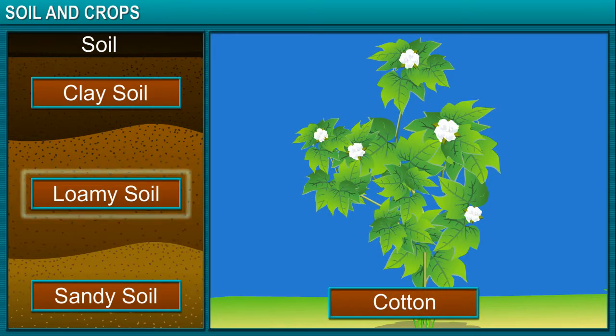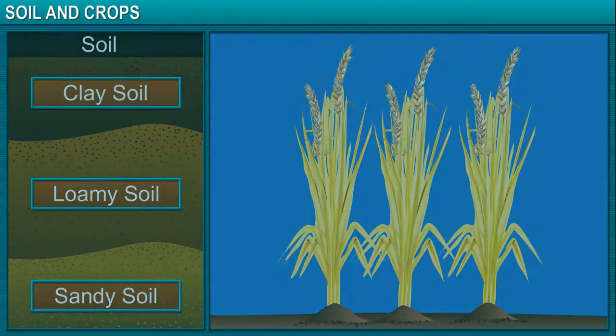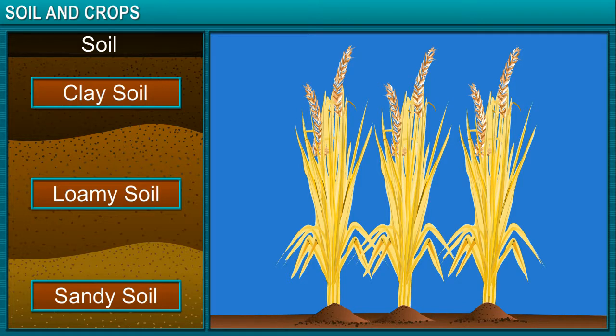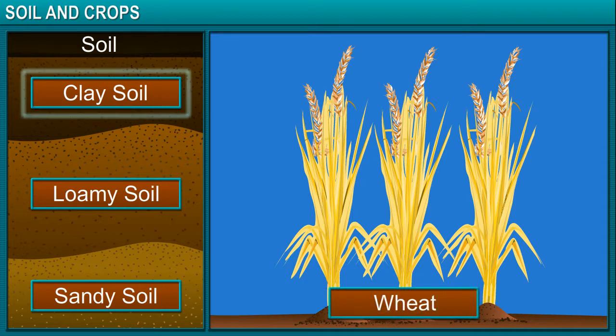For cotton, loamy or sandy soils are more suitable because of their water draining and air logging capacity. Soil that is rich in humus and fertile is clay soil. These soils are very good for wheat.